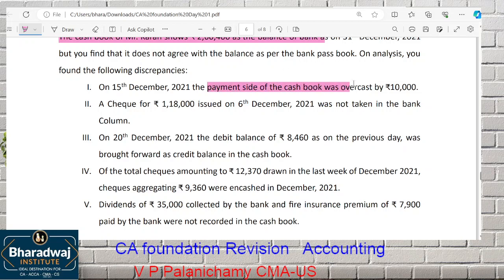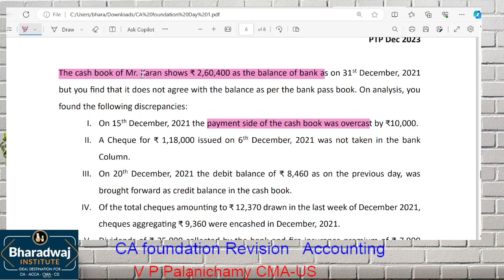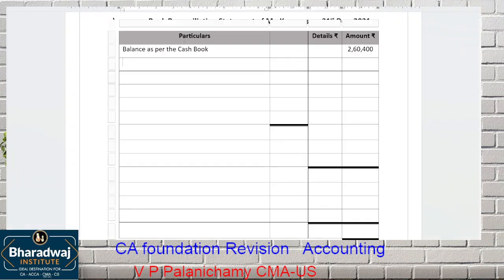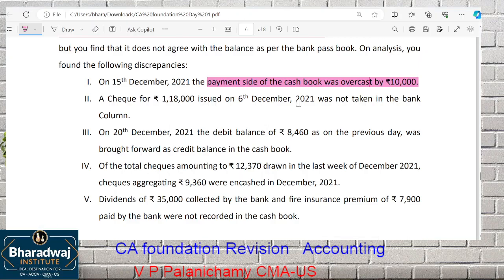Payment side of cash book is overcast. Who are we? Customer. We have put more in the payment side. If we put more in the payment side, the balance will be less. You want the bank balance. Balance as per cash book, customer. We have put more in the payment side, so the balance will be less. You want the banker's balance. So what to do? Then what is the next one?